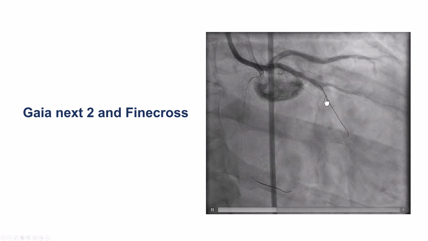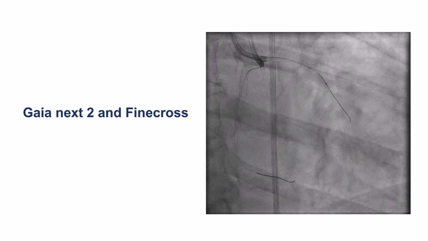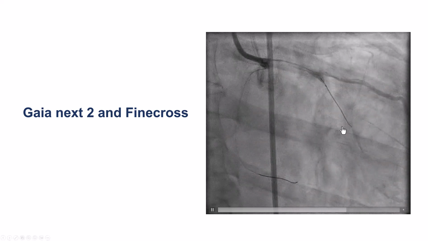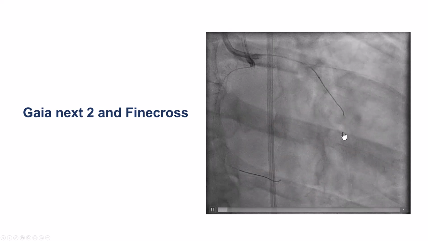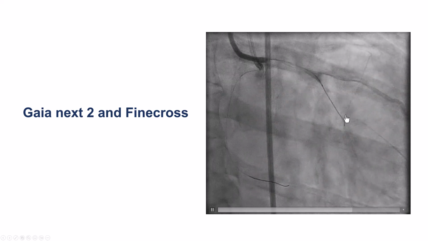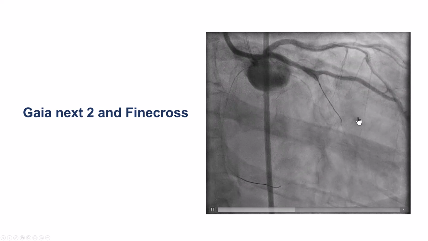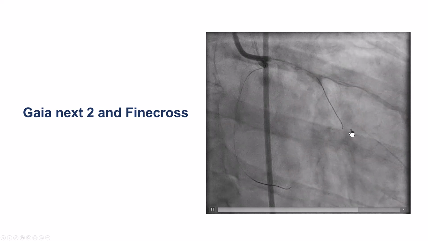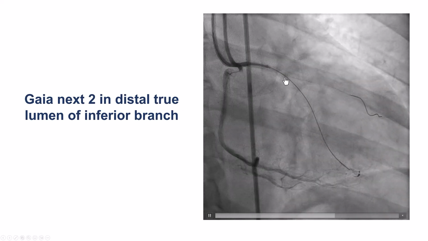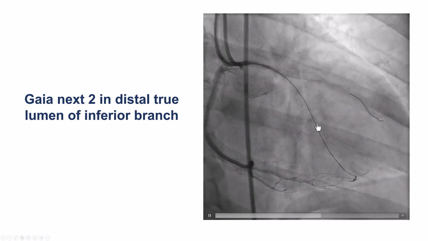And then we switched to a Gaia Next, and we had difficulty with Turnpike Spiral, so we changed to a Fine Cross. The Gaia Next, unfortunately, is in the extraplaque space. We can see here going next to the inferior branch, and also it has advanced quite a bit further past the bifurcation of the distal cap, which is something we want to avoid so we don't have issues with getting flow in both branches. However, after redirecting the Gaia Next, we're able to get it into the distal true lumen. So now we've crossed into the inferior branch.